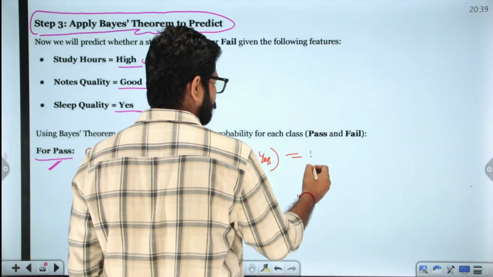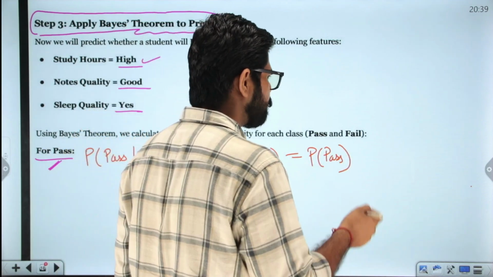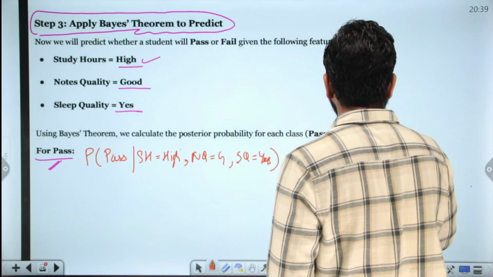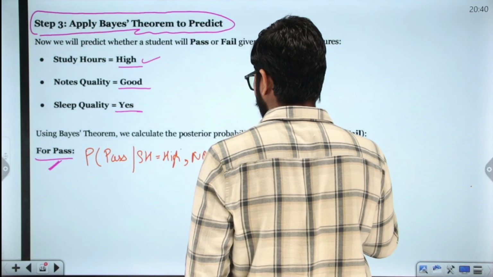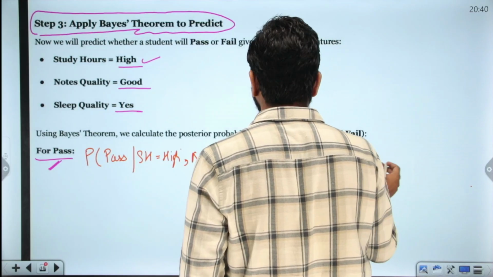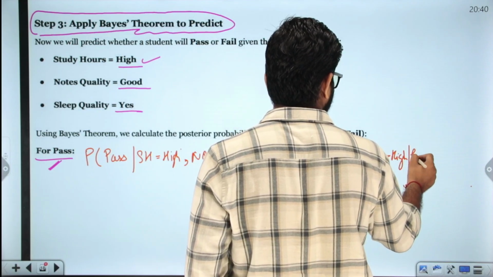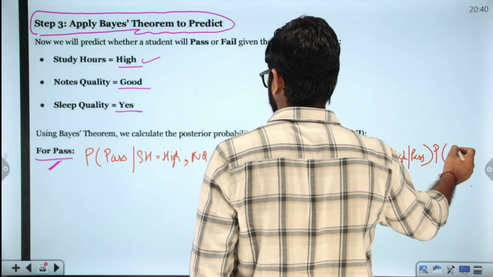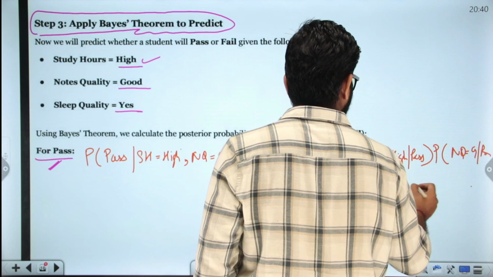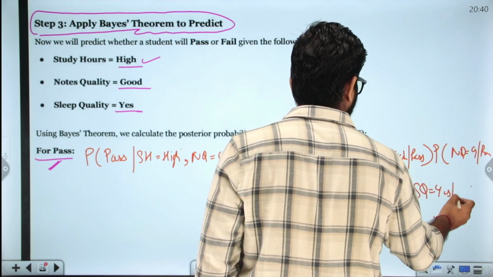Since you need to find the probability of pass there, that will be multiplied by P of B by A. So we simply write P of SH is equal to high for the pass, probability of notes quality is good for the pass, and simply probability of sleep quality is yes for the pass.